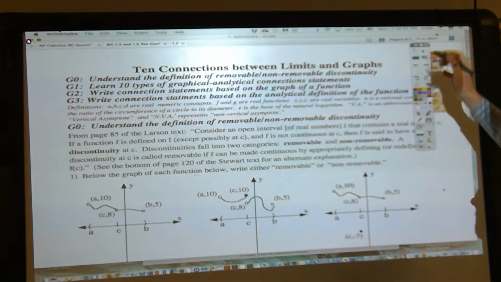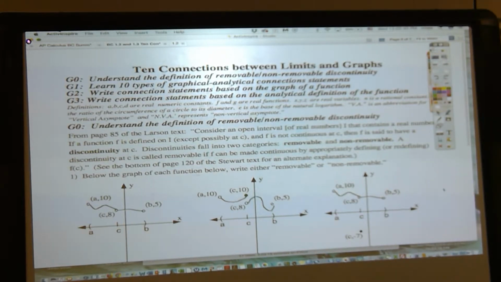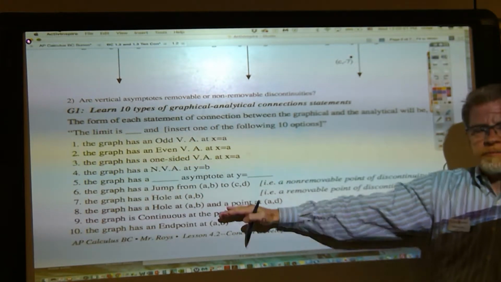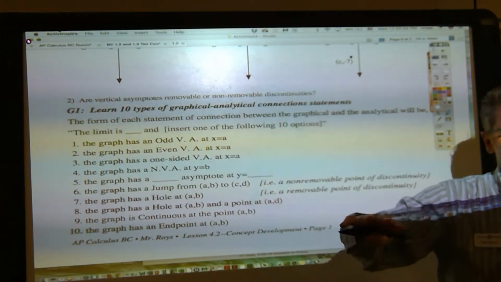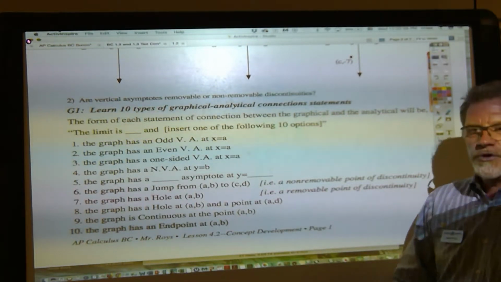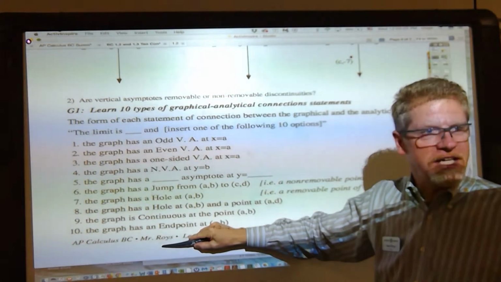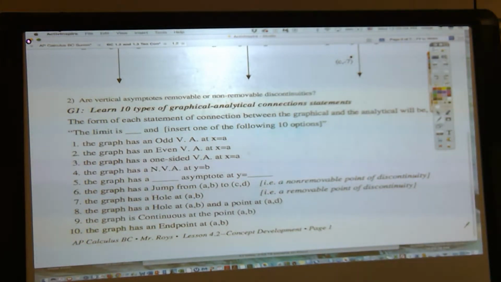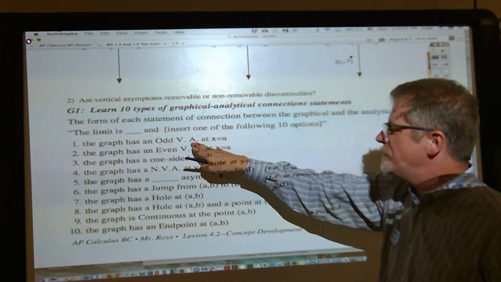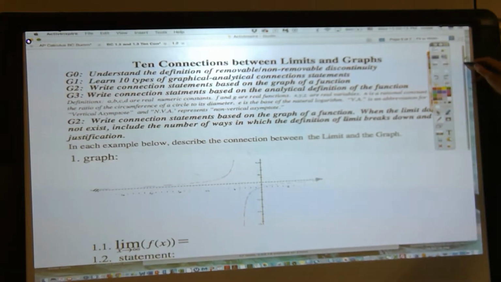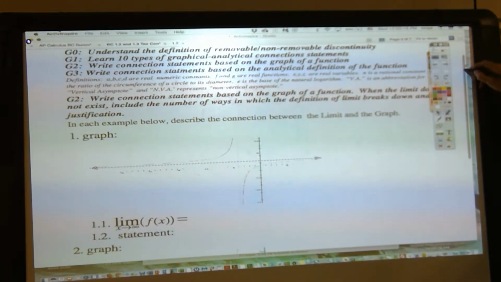So let's take a look at these 10 connections between limits and graphs. It's approximately 10, sometimes more, but they're written in template form on the bottom of page 1. So when we look at connections between limits and graphs, if you're not sure what to do, go back to the bottom of page 1 and take a peek. It might be: the limit is blank and the graph has an odd vertical asymptote at x equals a number. Let's just jump right into our first example on page 2. Please go to page 2.